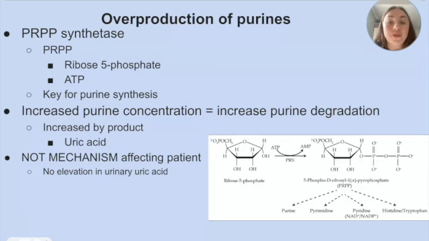Through the overproduction of purines, this leads to an increased end product in the degradation process. Through degrading more purines, more uric acid is produced. This dysfunction leads to high levels of uric acid and can lead to gout. Although increased plasma urate is expected through this process, it is unlikely to be the mechanism affecting the patient, as our patient does not exhibit elevated urinary uric acid.